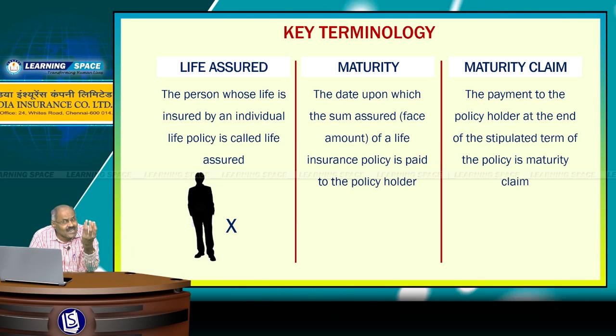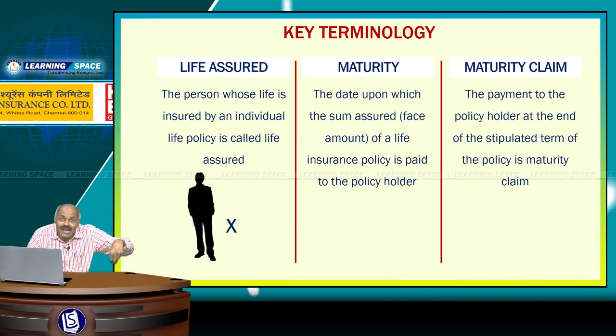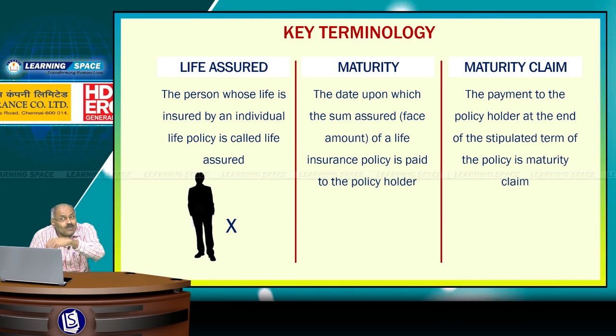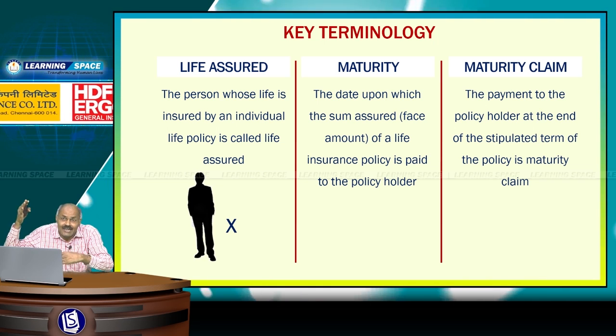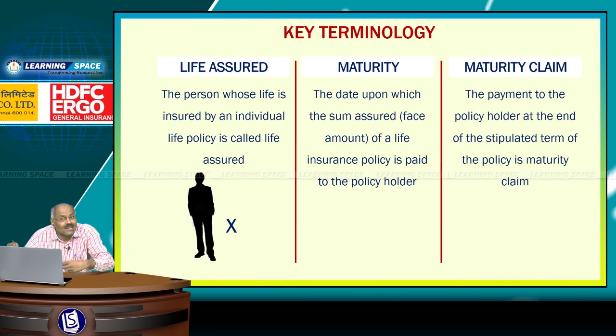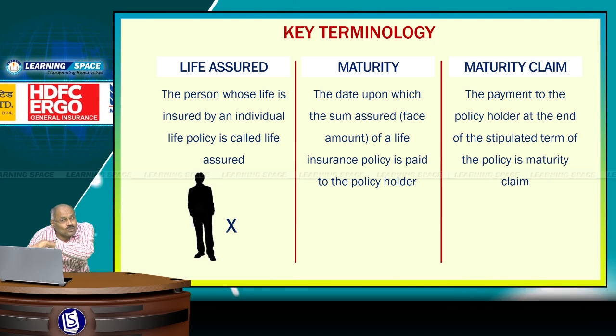If X is taking a life policy from LIC, X is known as life assured. If you look at the maturity, maturity is the date upon which the sum assured of a life insurance policy is paid to the policy holder. That is known as maturity.